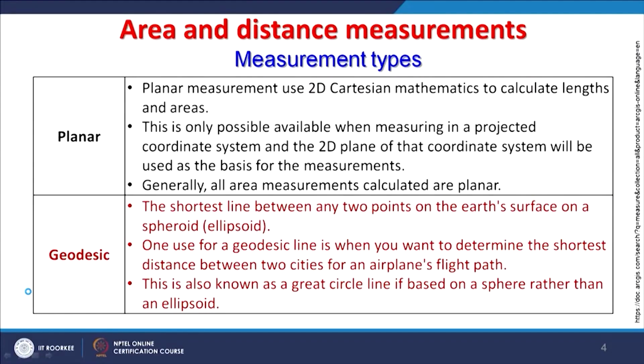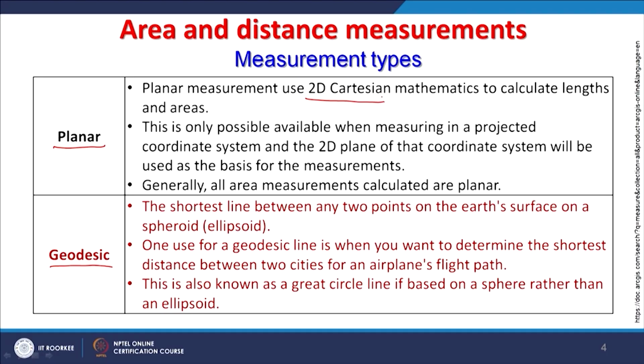Now there are different measurement types. We can have one kind of measurement which is planar measurement, and another which is geodesic measurement. Planar measurement means basically doing the measurements in 2D. For example, like we use survey topo sheets or any other maps which are in 2D or a 2D Cartesian system, and therefore calculating area, perimeter or distances becomes much easier and accurate as well.